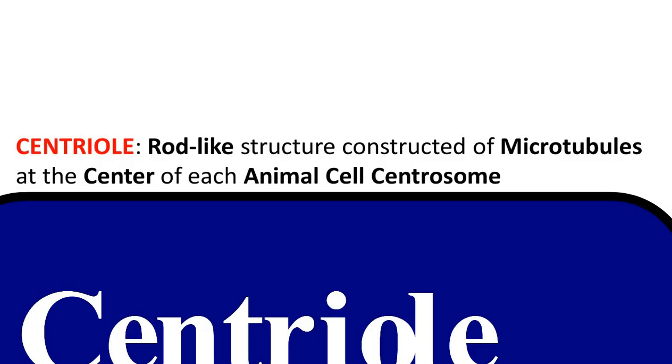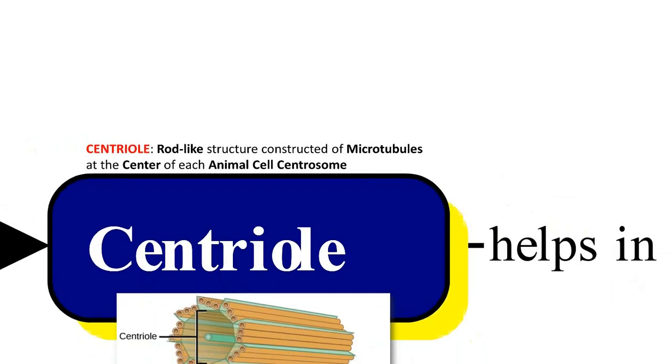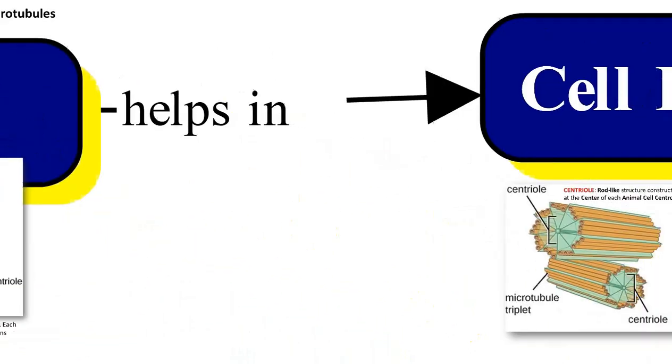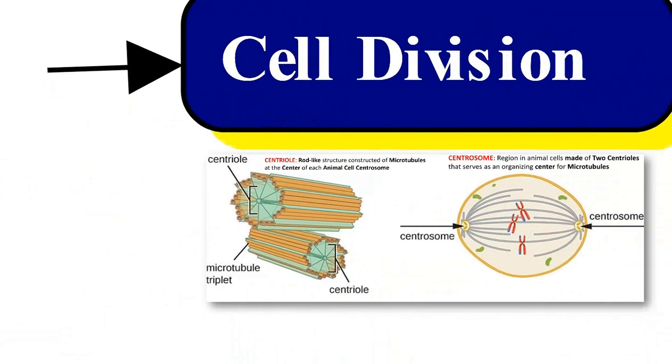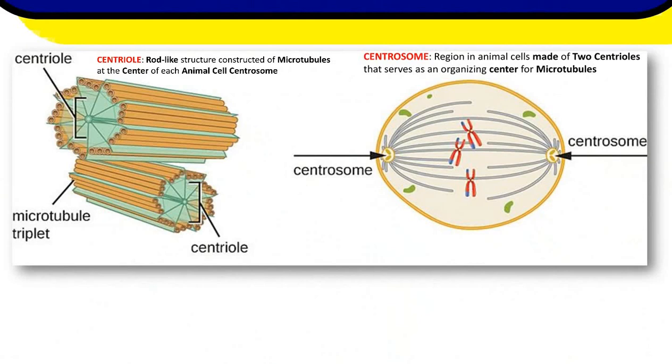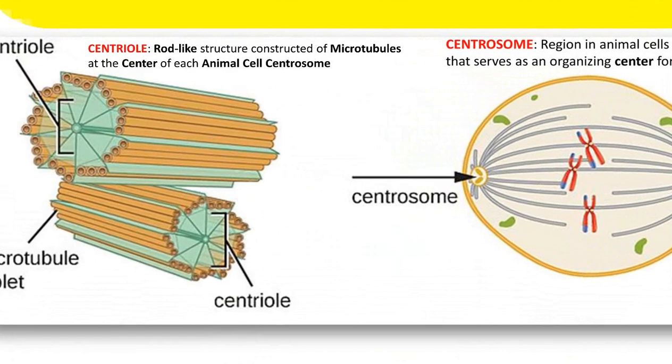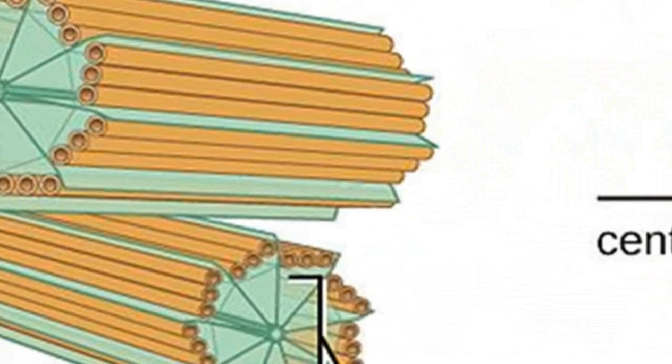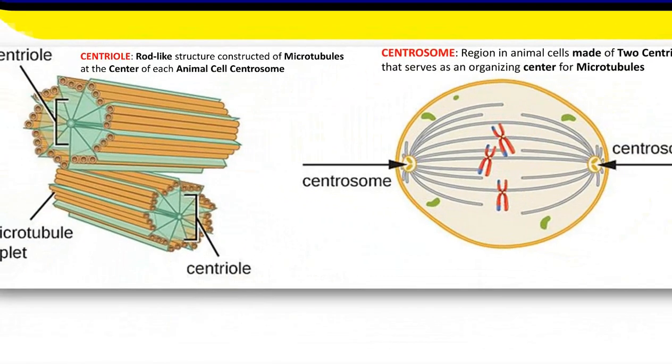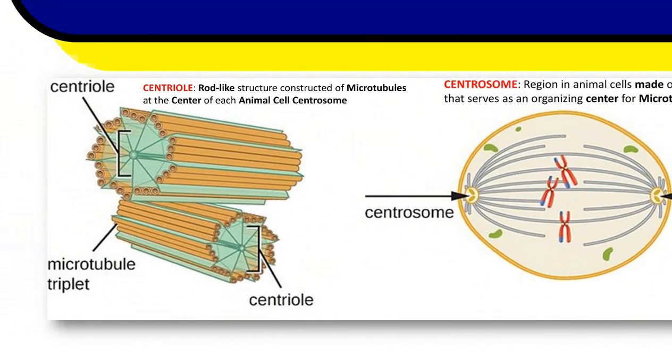These centrioles are rod-like structures constructed of microtubules at the center of each animal cell. These centrioles are involved in cell division. Here we can see that these are the centrioles. These centrioles are present in the centrosome. These are the rod-like structures constructed with microtubules. These are the triplets of microtubules. You can see here nine triplets of microtubules that constitute the centriole.